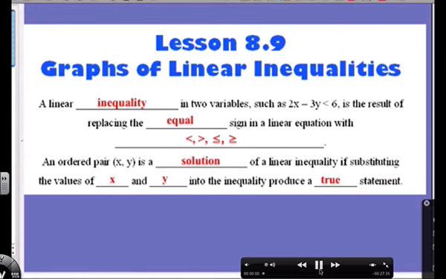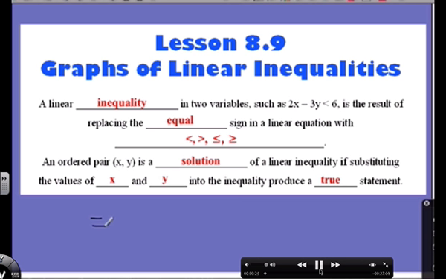All right, look at your notes. Lesson 8.9, graphs of linear inequalities. All right, so far what we've been doing is graphing linear equations. Do you remember the difference between equations and inequalities? Okay, what will you see in an equation? You'll see an equal sign.